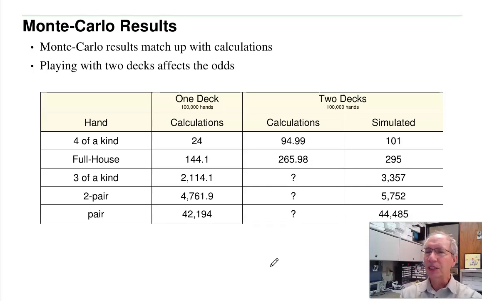Let's deal 2 decks. With 2 decks, I have calculated 4-of-a-kind odds, full house odds. 3-of-a-kind, pair, 2 pair, we'll leave as a homework set. With the Monte Carlo simulation, here's the number of hands that were 4-of-a-kind, kind of matches up. Full house, kind of matches up. Not sure, not sure, not sure. These are probably correct. But notice the odds change. They definitely change when you have 2 decks of cards versus 1 deck of cards. With combinatorics, I can calculate those odds.